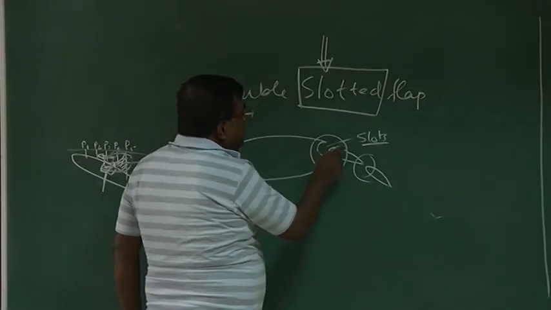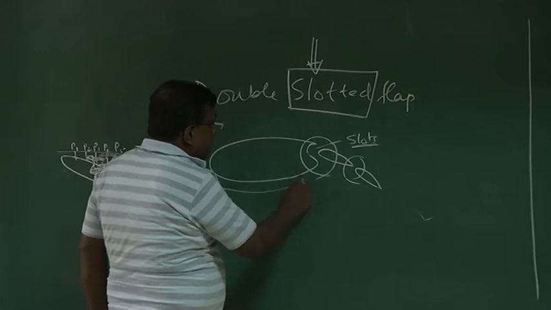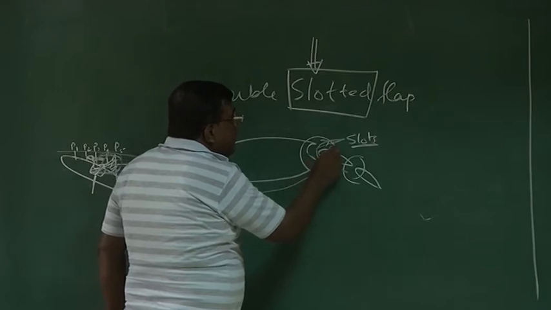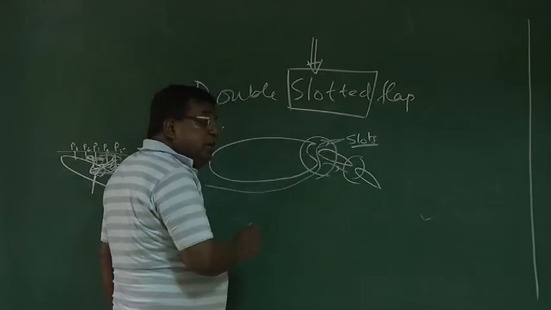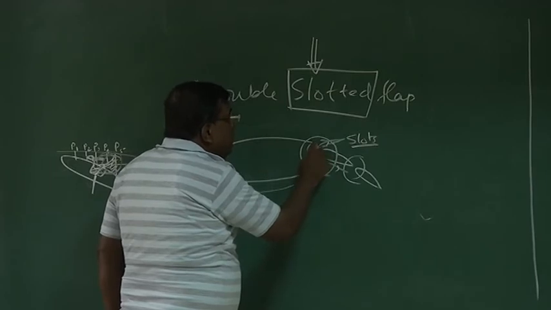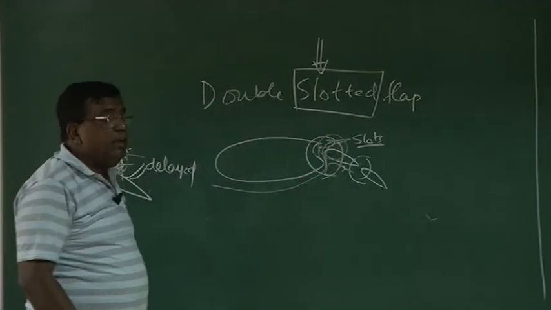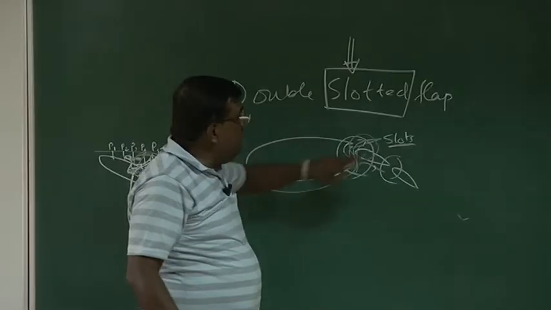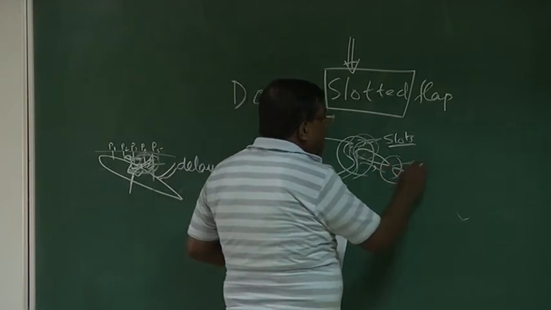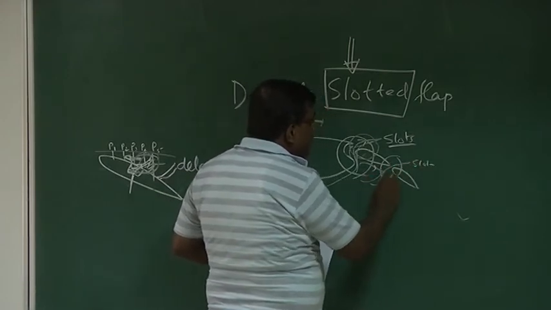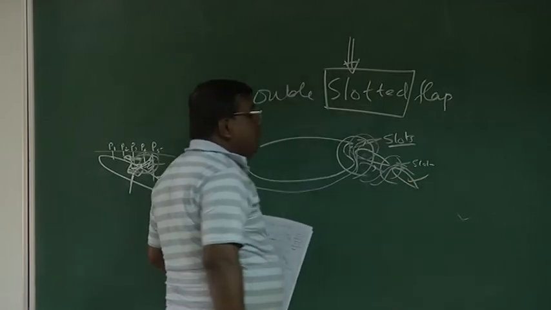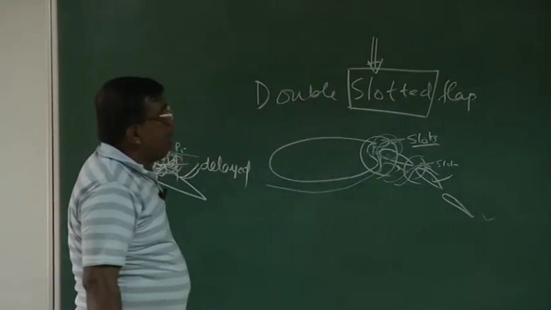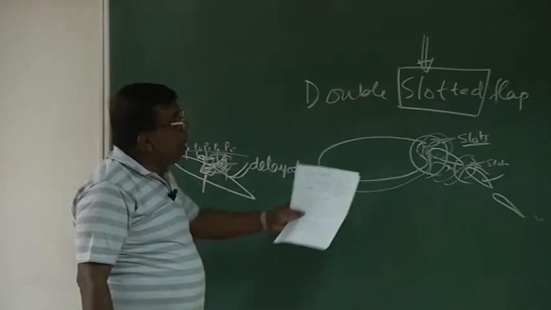Here there is a slot. This slot means if you see the fluid particles, they will come like this, a few will go like this, a few will go like this. Now, earlier the separation point was somewhere here, but now these fluid particles will locally energize the fluid particle here. So their separation will be delayed. So this flap will be very effective. Further, I have given another slot here. So now fluid particles come from here. So this also becomes effective. So I can go on putting such multiple slotted flaps.